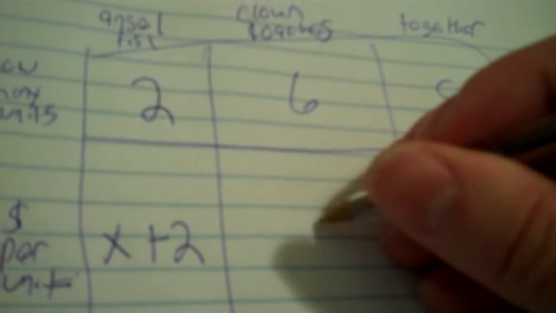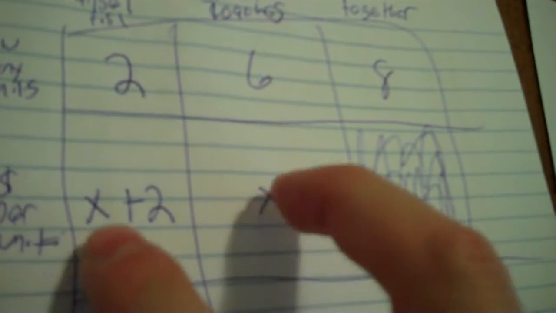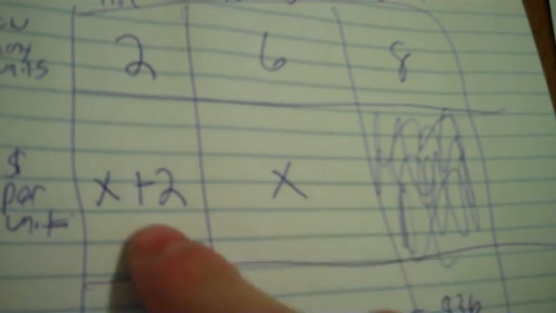Now that doesn't mean either one of them actually cost $2. It just means the angelfish cost $2 more. So with the angelfish I put plus 2. Now we still don't know what they cost, so this is going to be x plus 2, and this is going to be just x. Because these are both unknown, I can write them both in terms of x because they're a comparison. That's 2 more than this.